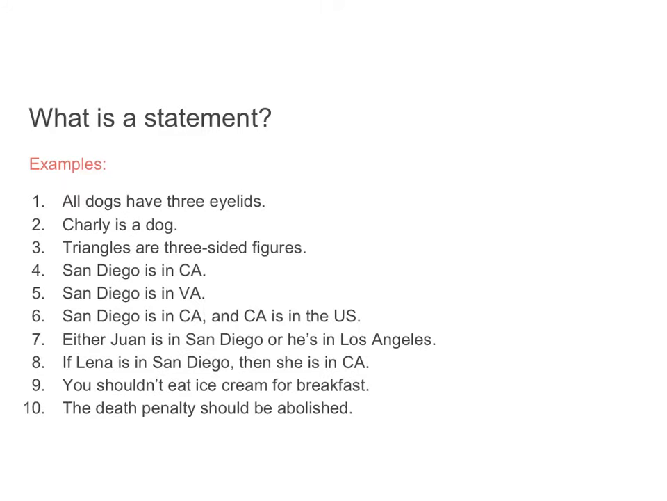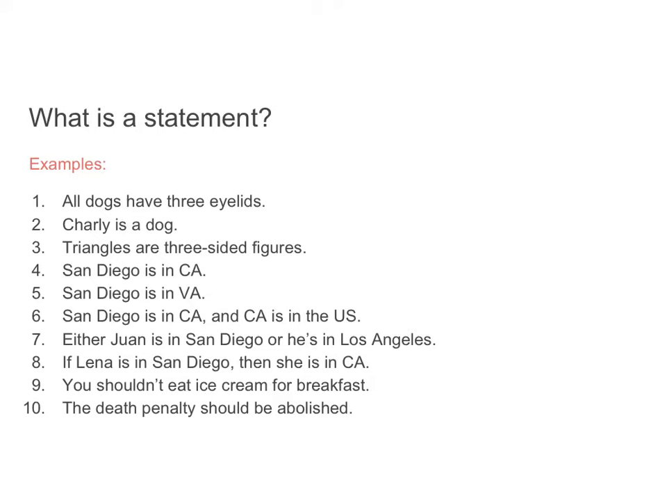Okay, so let's do a couple of examples. I recommend that those of you following along pause the video to answer the question on your own before my student here answers the question. Okay, so number 1, all dogs have 3 eyelids. Is this a statement or not a statement? It's a statement. Yes, it asserts something. It's the kind of thing that can be true or false.